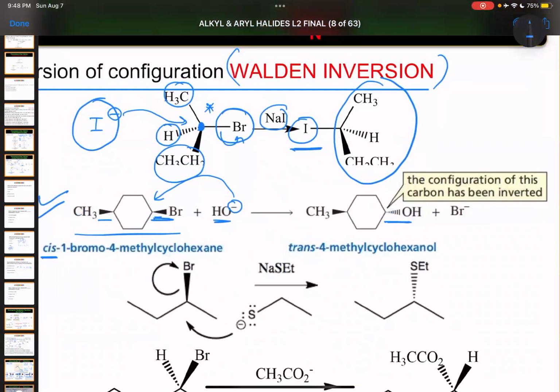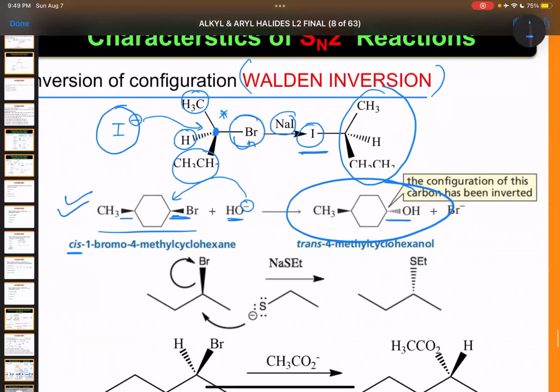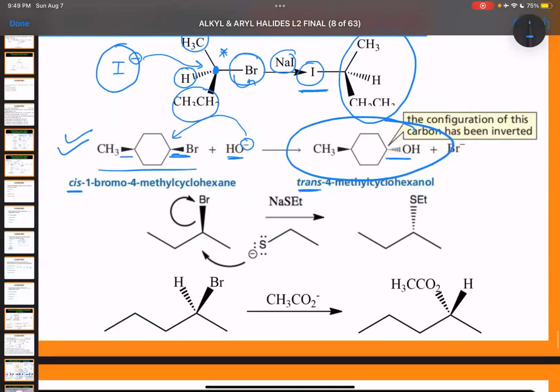Yes, sir. So you will see there is an inversion of configuration, but you will notice that the reactant was a cis isomer, and the product is a trans isomer. Okay, is it clear? So be careful regarding that. A question can come to you in this way also.